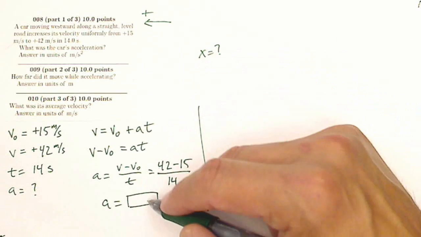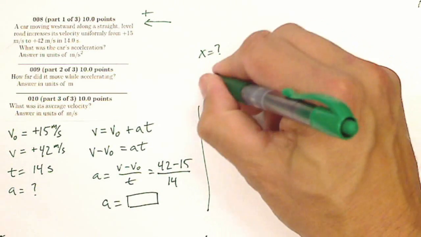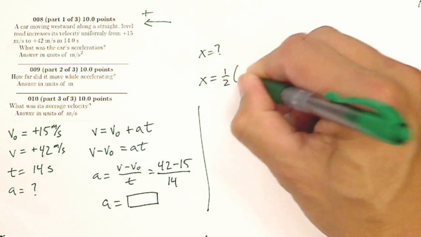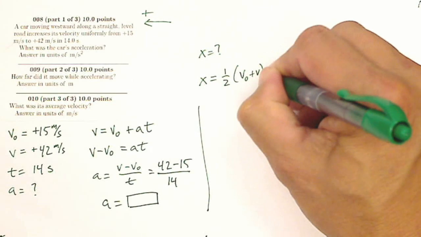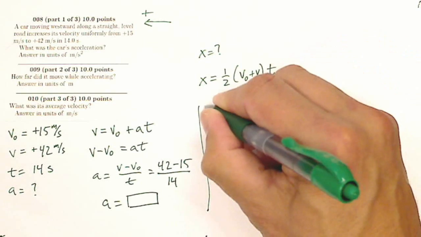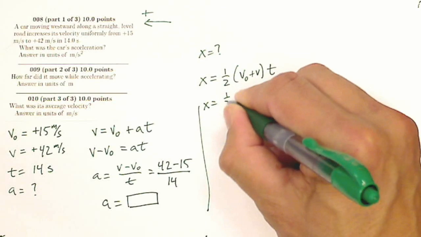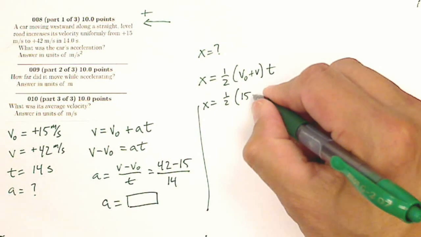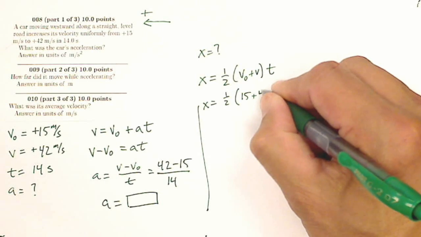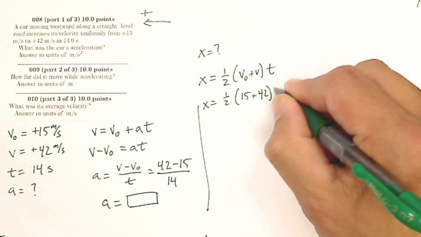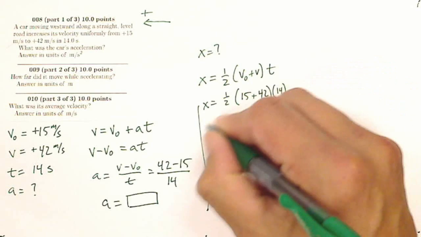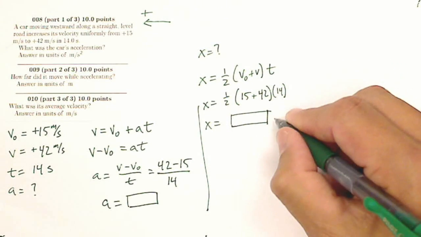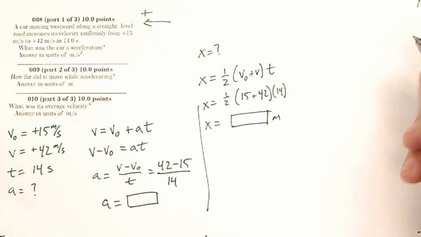But what I'm going to do is pick the equation without acceleration because that'll tell me that my position is my average velocity, which was 1/2 V0 plus V, times my time. So my position is going to be 1/2 of my initial velocity was 15 meters per second, plus my final velocity is 42, and my time is 14 seconds. When I do that, I will get a rather large number that is going to be my displacement in meters.